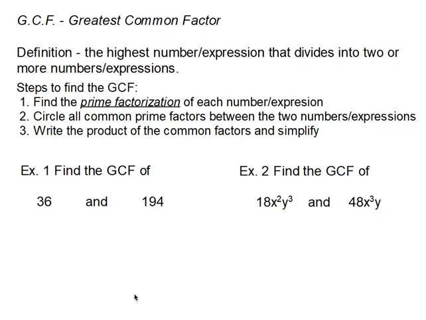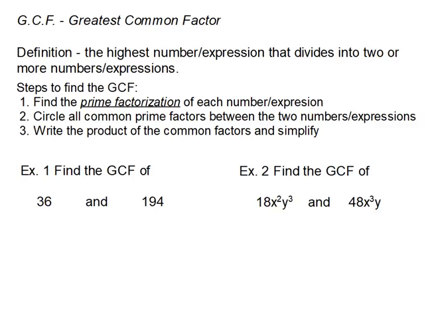Okay, so here we go with GCF, greatest common factor. The definition here is the highest number or expression that divides into two or more numbers or expressions. Some specific steps to find the GCF. This is the method that we teach. There's obviously other methods, so if you have something that works better for you, by all means, you do what works best.